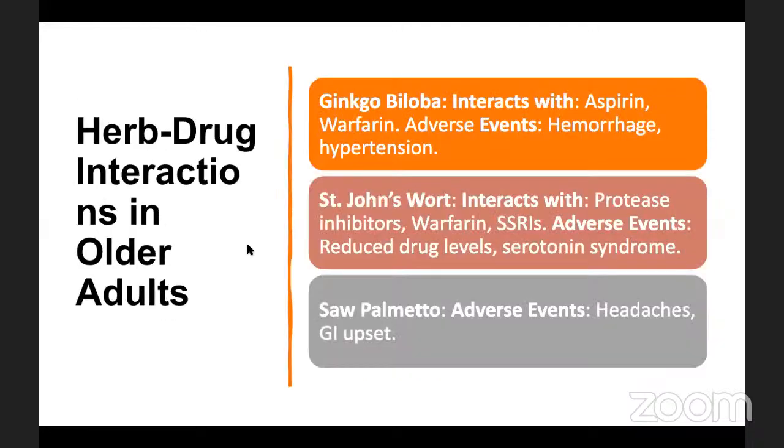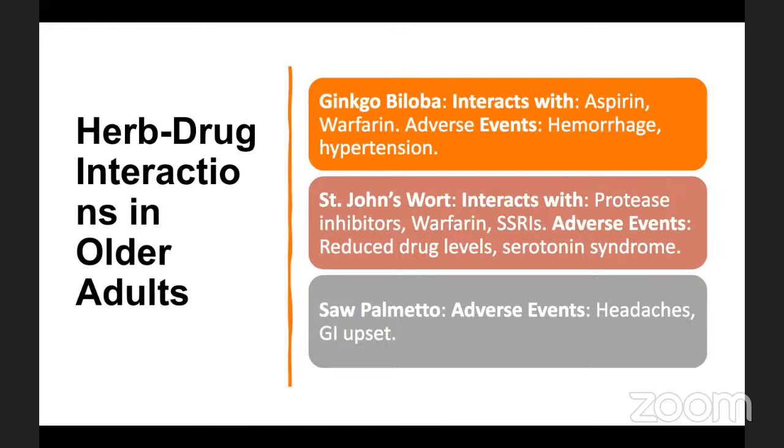And the next slide: herbal supplements and drug interactions in older adults. We have a couple of supplements, like ginkgo biloba, that lots of people use for memory issues. It can interact with aspirin and warfarin, and the adverse events can include hemorrhage and hypertension.